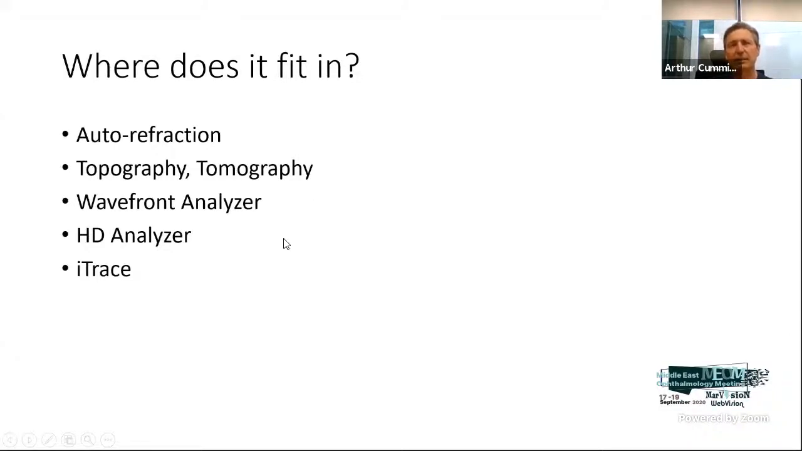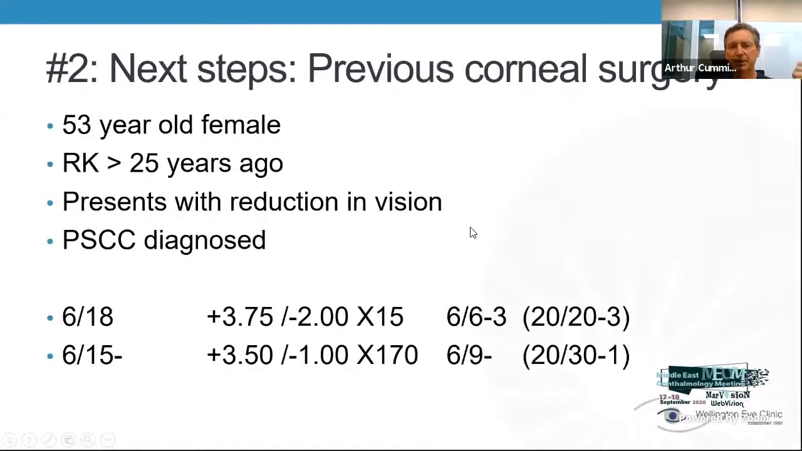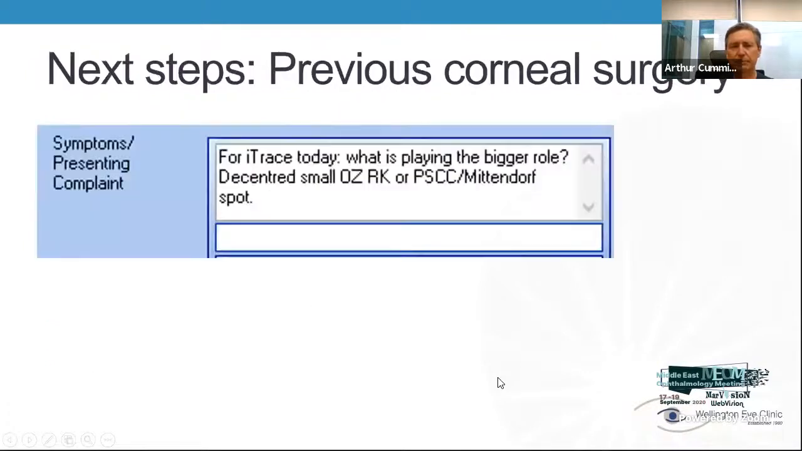If we start seeing our answers aren't making sense, we'll do an eye trace. We don't do an eye trace on every single patient, but when we need answers. So look at this patient, how much the eye trace helped here. 53 years old, had RK more than 25 years ago, presents now with a reduction in vision, and my colleague diagnosed a posterior subcapsular cataract. Vision still correcting to 20/20 and 20/30, but the patient's quality of vision is poor.